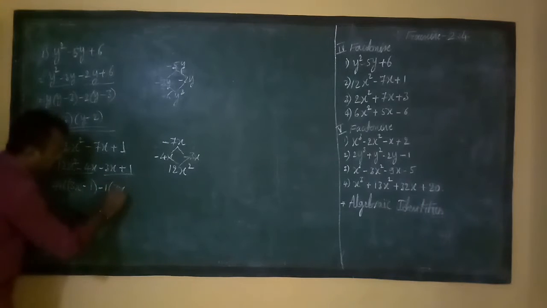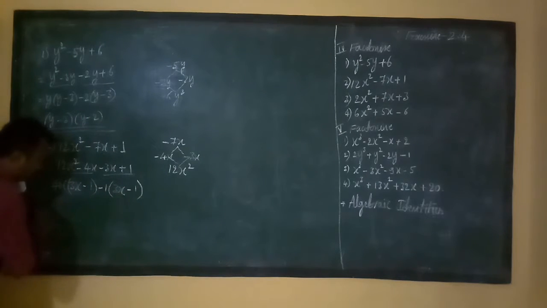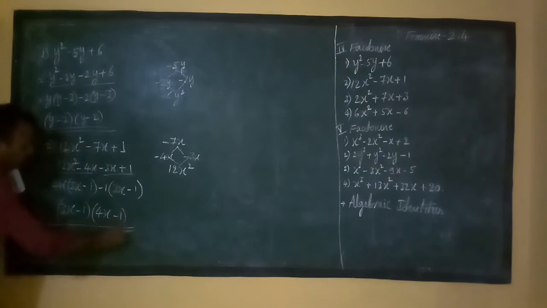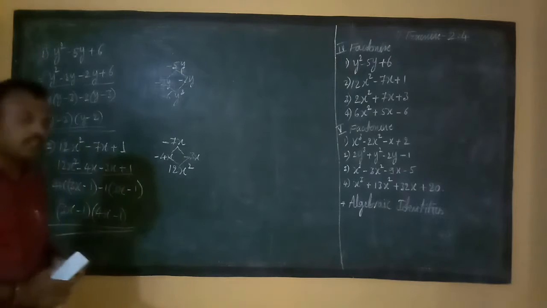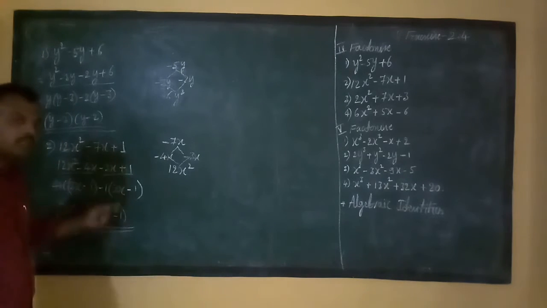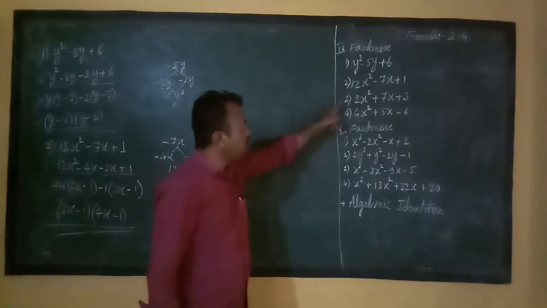Therefore, the remaining is 3x. I will take out the minus common factor, so the plus becomes minus, and 1. So 3x minus 1, you have to write one time, 3x minus 1 into the remaining 4x minus 1. So these are the factors of 12x square minus 7x plus 1. Are you understanding, students? So, like that, question number 3.